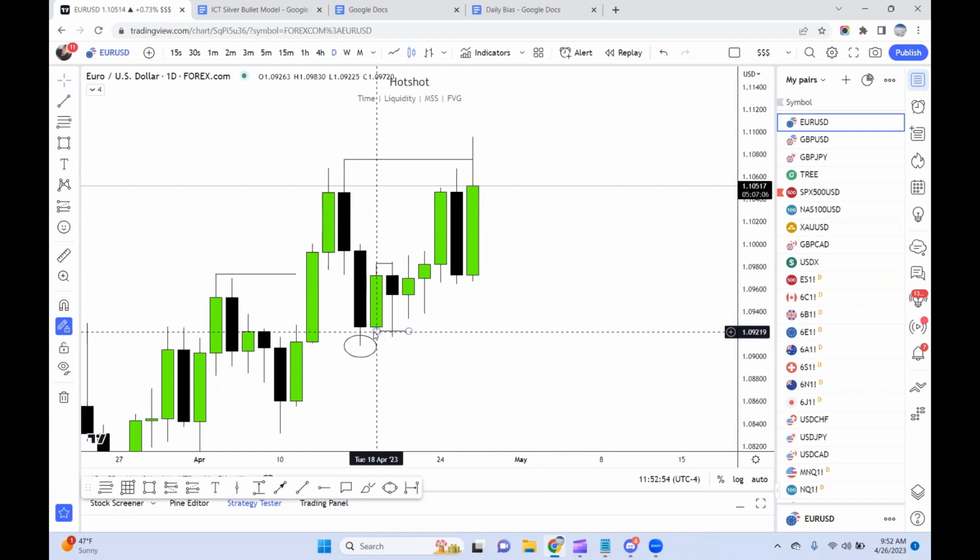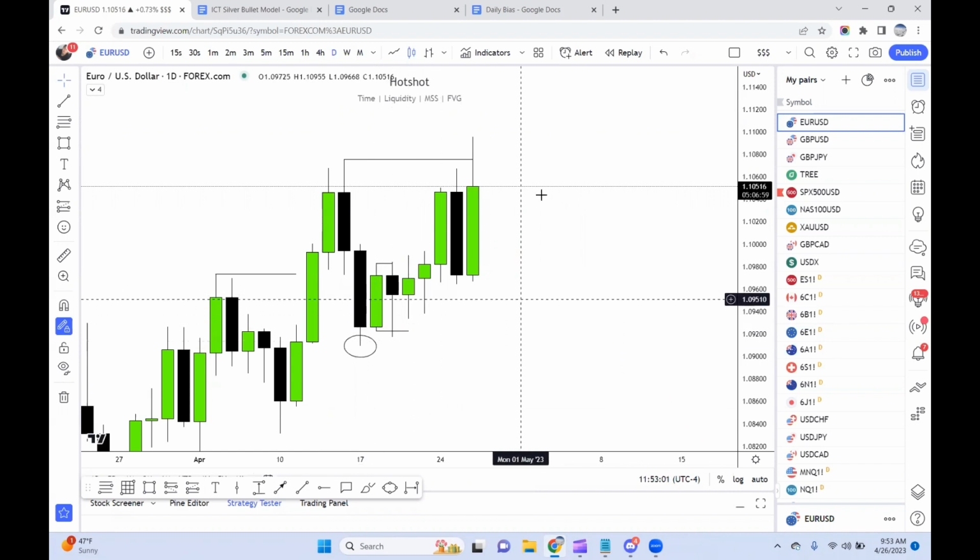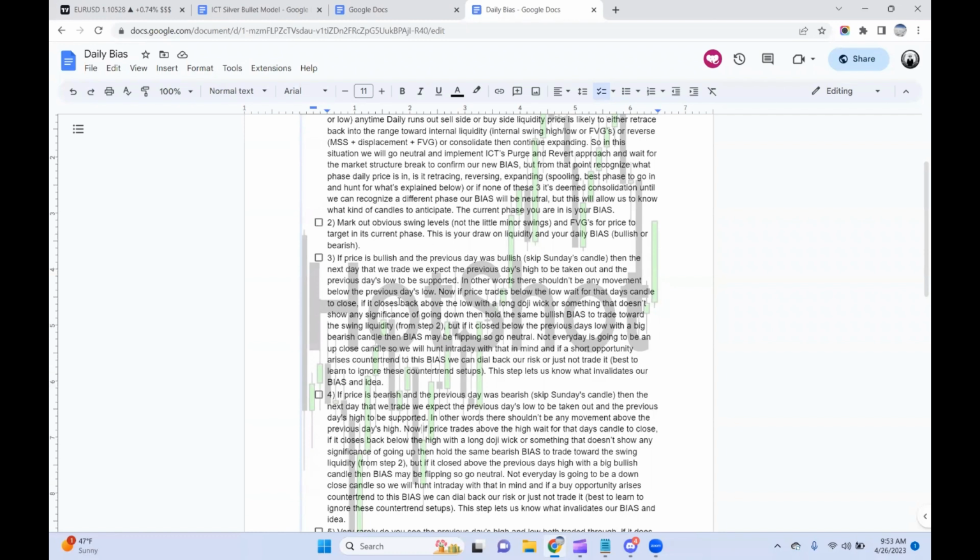It took out the previous day's low, right? However, it closed with a very long wick. So now we're holding that same bullish bias. Okay, we're holding the same bullish bias, right?